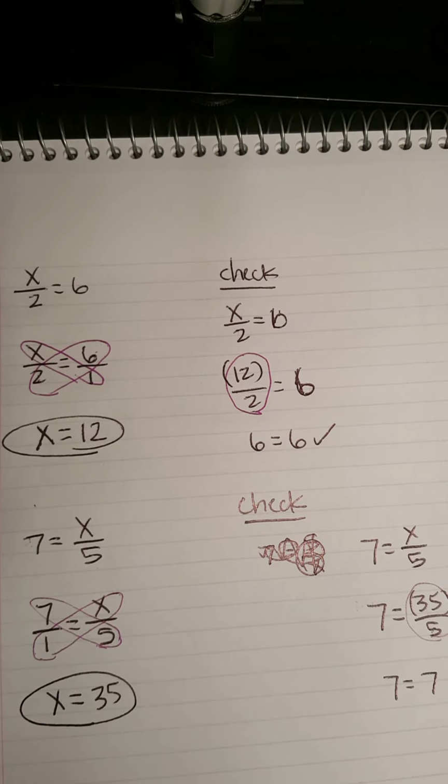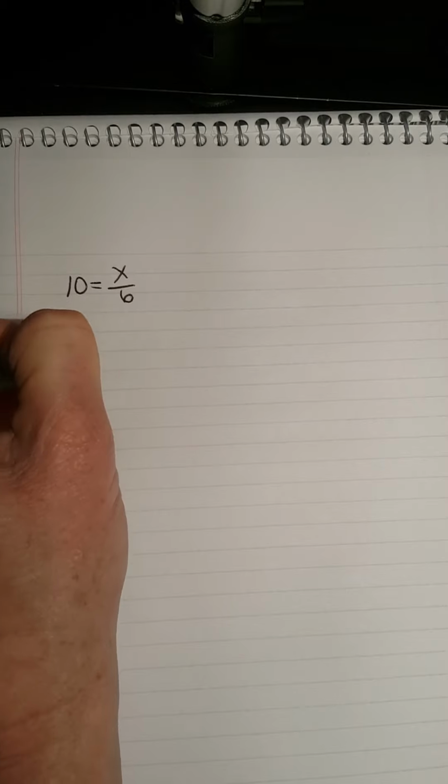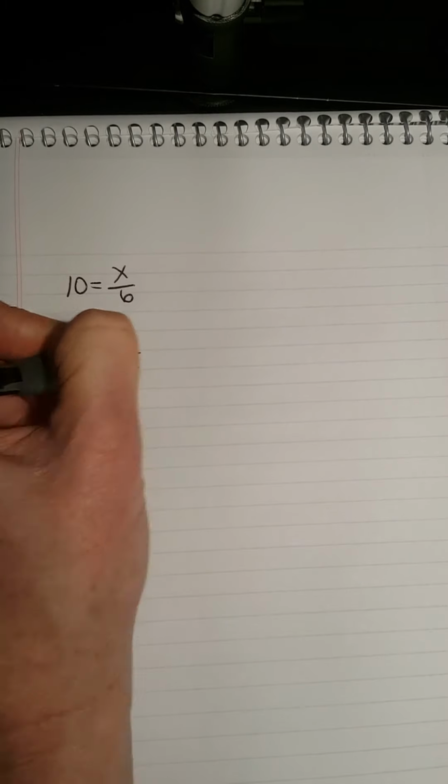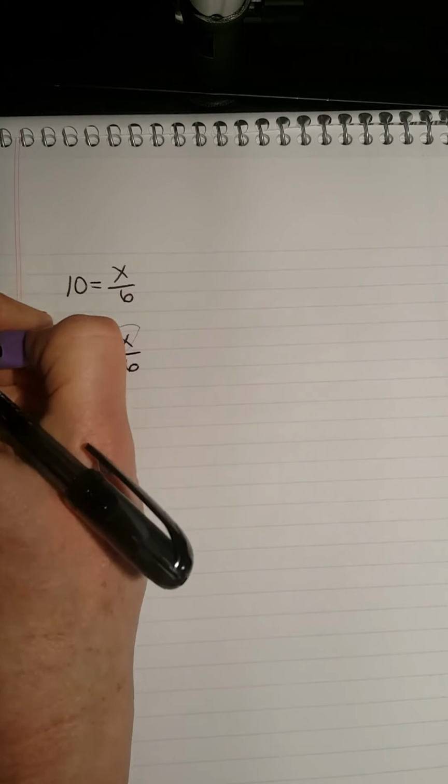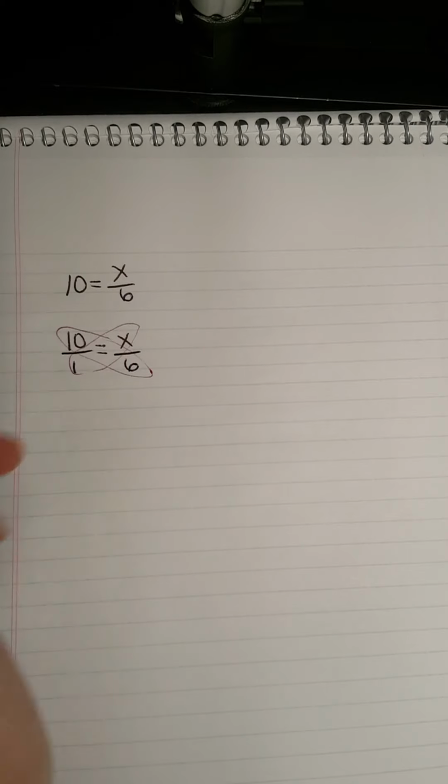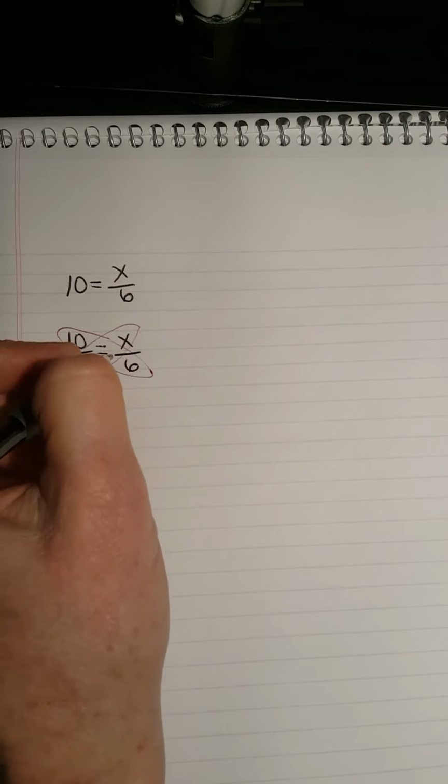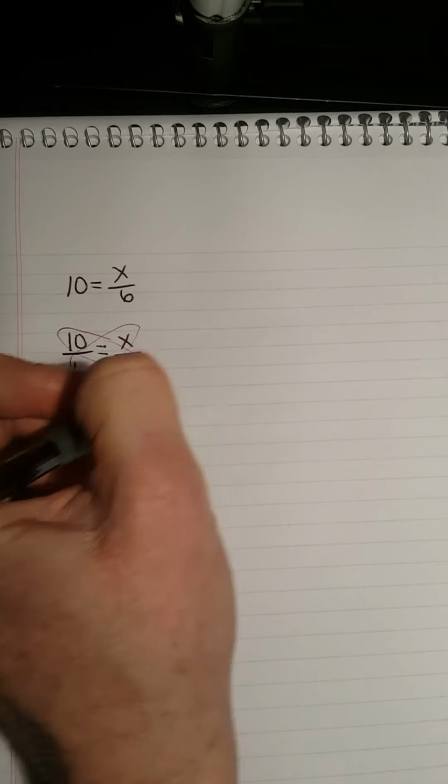Okay, I'm going to do 2 more, and then we're going to call it good. Again, hopefully I'm not going too fast on you here. I'm just trying to get a few more examples out there for the weekend. All right, so if I have 10 is equal to x divided by 6, I reset that as 10 over 1 equals x over 6. I'm going to cross multiply, and I get x is equal to 10 times 6, which is 60.